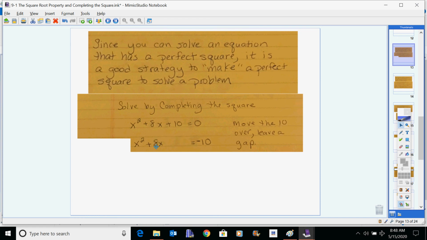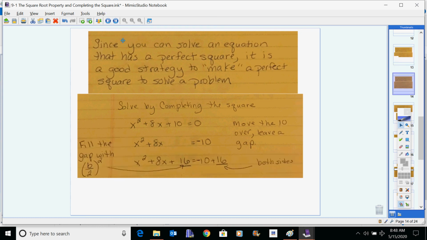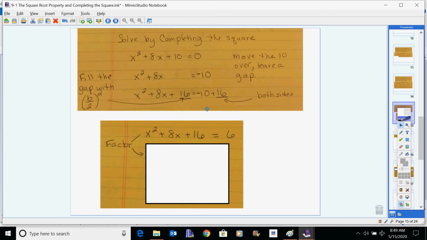Our process is to take the coefficient of the x, divide it by 2, and square it. B is our coefficient of the x. We're going to fill that gap with 8 over 2 squared. 8 over 2 is 4. 4 squared is 16. So because you always have to do the same thing to both sides, we need to add 16 to both sides of this equation. And when we do, we end up with x squared plus 8x plus 16 equals 6.